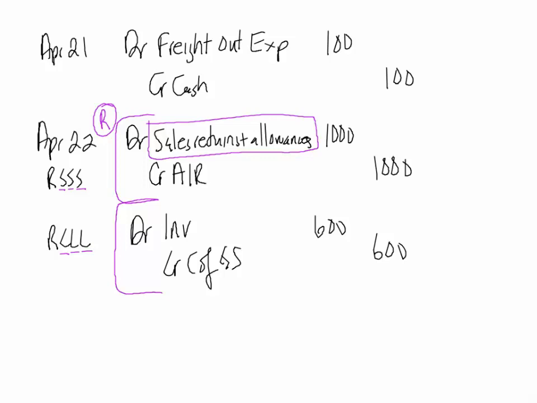Okay, so now we are on the 23rd. Sold merchandise to a customer for $5,600. New page. I'm going to turn my marker black again. Sold merchandise to a customer for $5,600. Terms 1/10, net 30. The cost of the merchandise was $3,360. Shipping terms, FOB shipping point.